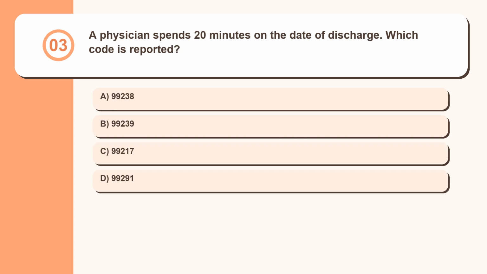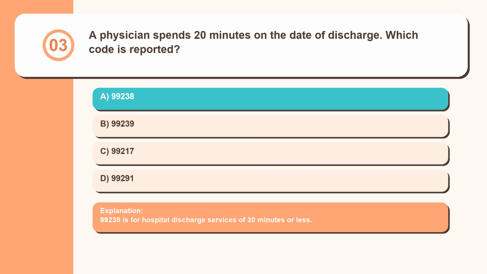Question 3. A physician spends 20 minutes on the date of discharge. Which code is reported? 99238, 99239, 99217, 99291. 99238 is for hospital discharge services of 30 minutes or less.